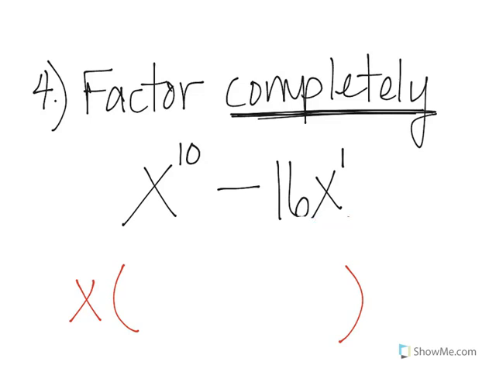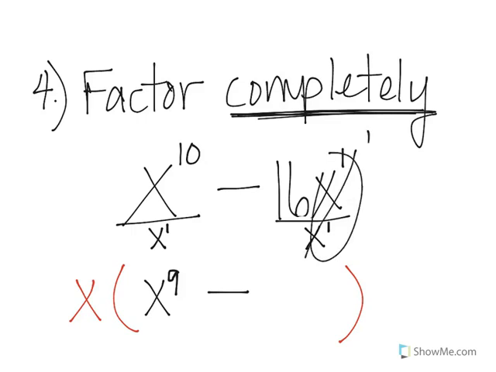And let's try to figure out what we're going to have in parentheses here. So we're going to divide both of our terms by the GCF of x. So we're going to have x to the 9th, right? 10 minus 1 is 9, x to the 9th. We want to steal down the subtraction symbol. And x to the 1st divided by x to the 1st reduces out to be 1. So we're really just left with 16 here.